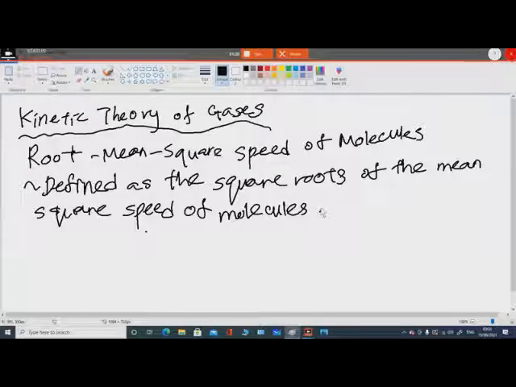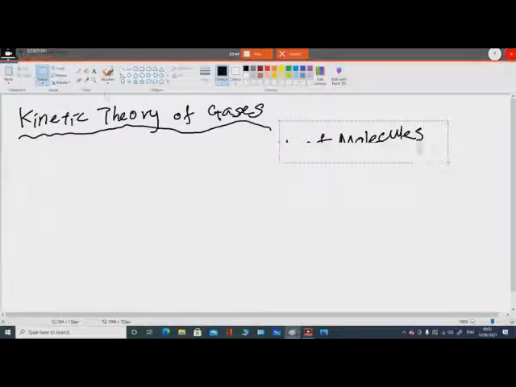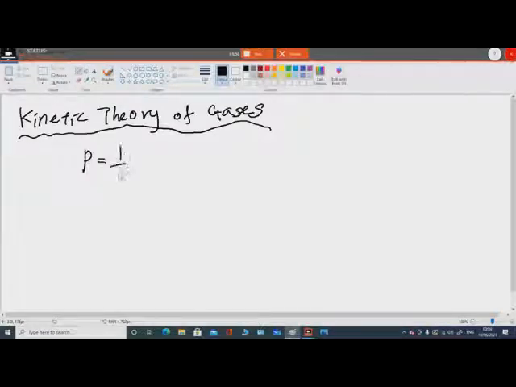Okay, let me erase this one. We're still in the part on the root mean square speed of molecules. As we discussed in the previous video, the pressure of the ideal gas equation is P equals 1/3 rho C squared. From this formula we are able to derive the root mean square speed equation.